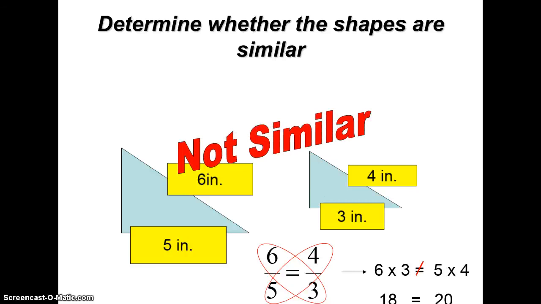So because these cross products are not equal to each other, that means that these shapes are not proportionate to each other, and therefore they are not similar.